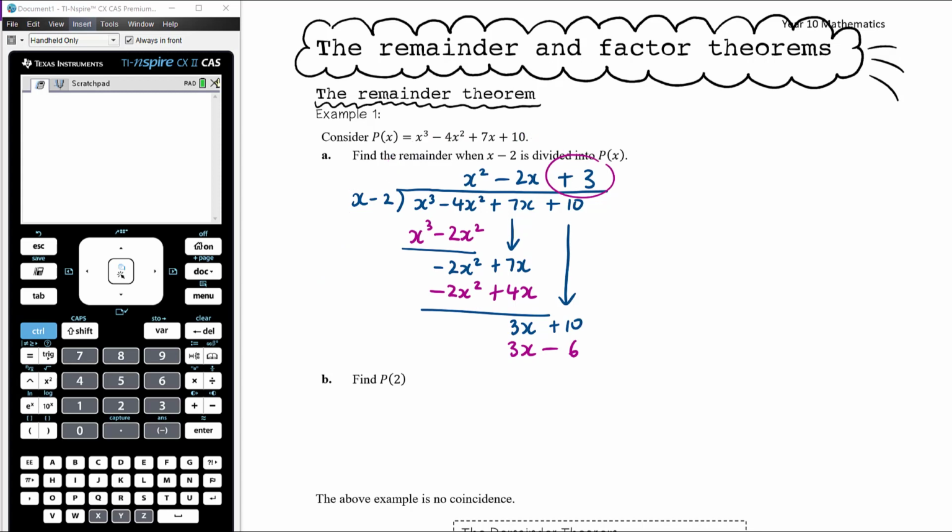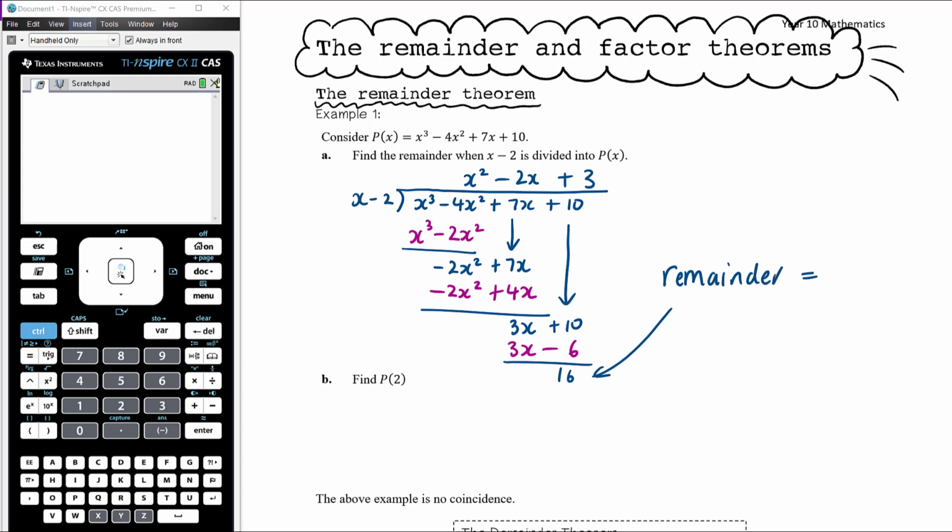And then we subtract. 3x minus 3x, they cancel out, that's the point. 10 minus negative 6 is 10 plus 6, which is 16. That there is our remainder.